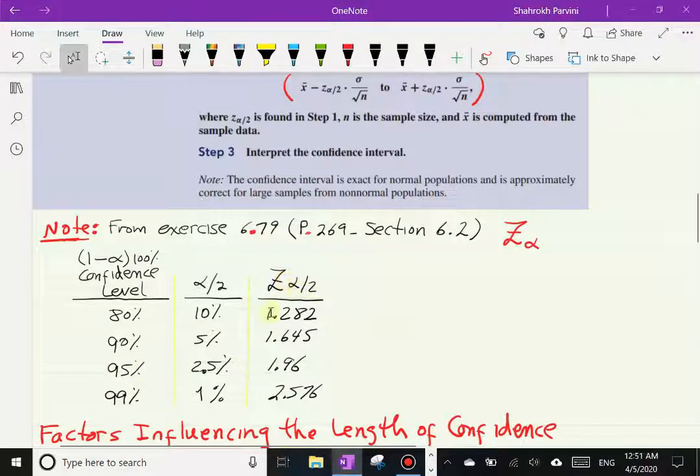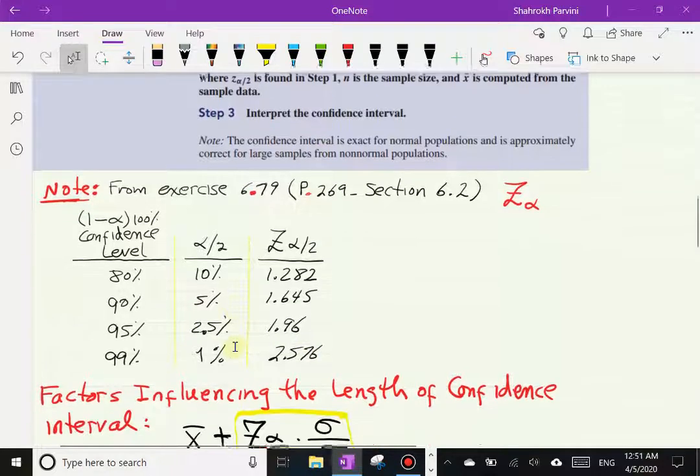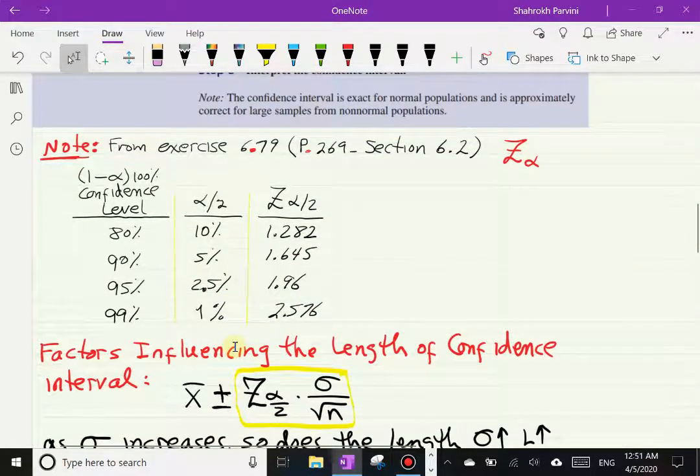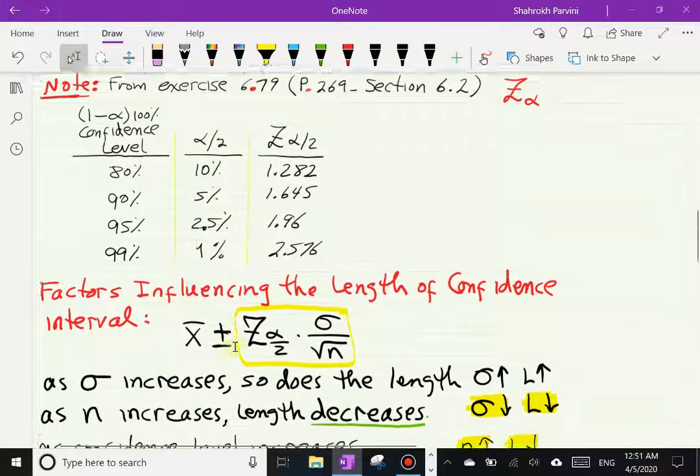Now the z sub alpha over 2 from that table, which is the exercise, I should say, that we did earlier, we saw these numbers: 1.2825, 1.645, 1.96, and 2.576. Now, we're almost nearing the end here before we look at an exercise.